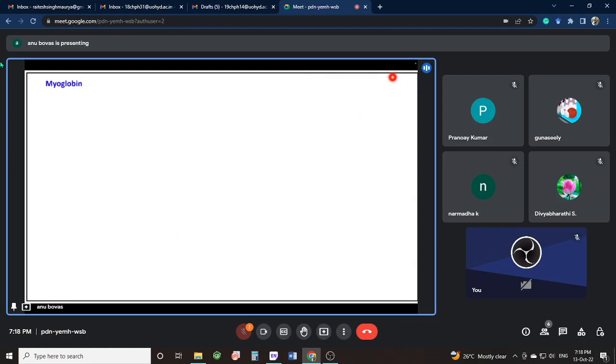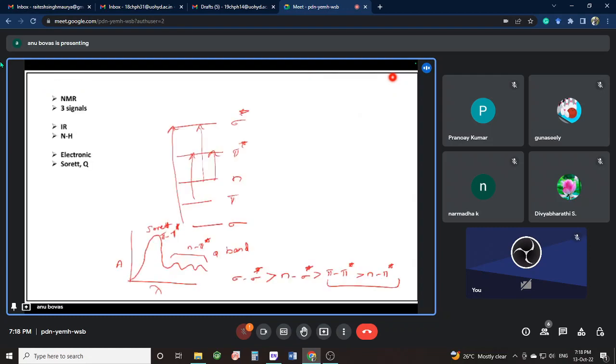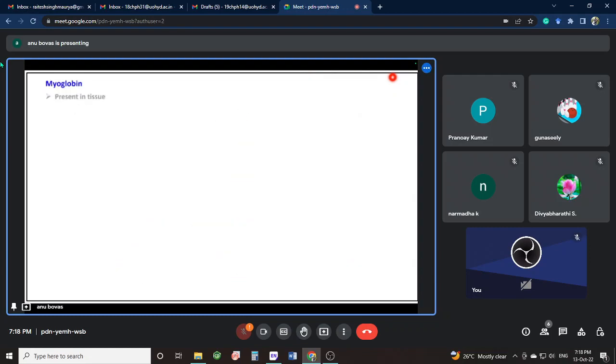Now, moving on to the structure of myoglobin, first we will learn about myoglobin and then we will learn about hemoglobin. Hemoglobin is basically a tetramer of myoglobin. Myoglobin is a protein located in our tissue or muscles, which is used for oxygen storage. The function of myoglobin is oxygen storage and it is present in tissue. So these are all important points.